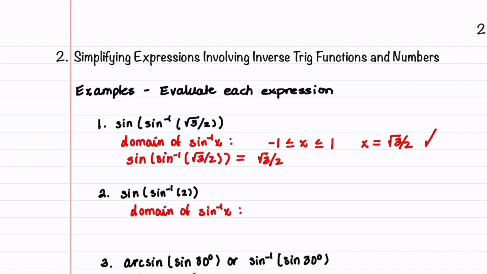For our second example, we're going to evaluate sine of inverse sine of 2. Again, our domain for inverse sine is for x ranging from minus 1 to 1. X in this case is equal to 2, and that is not in the domain. So because of this, we say that sine of inverse sine of 2 is undefined.